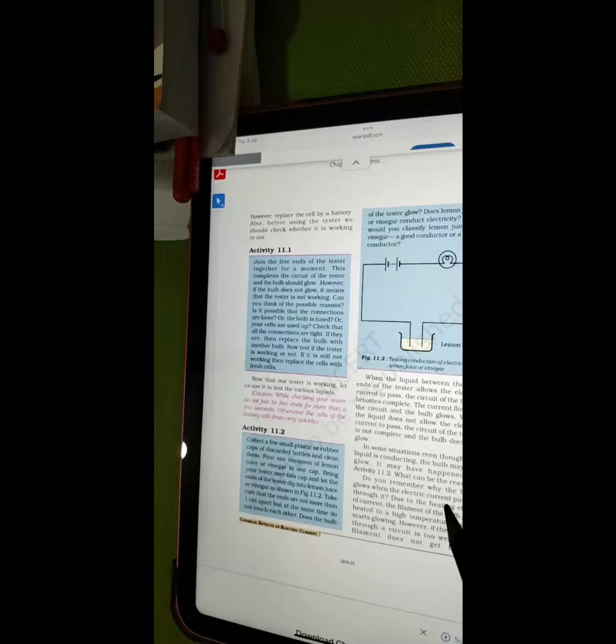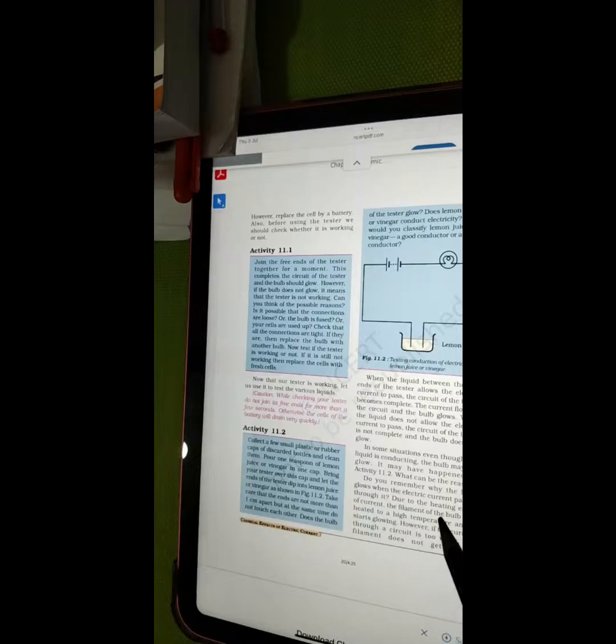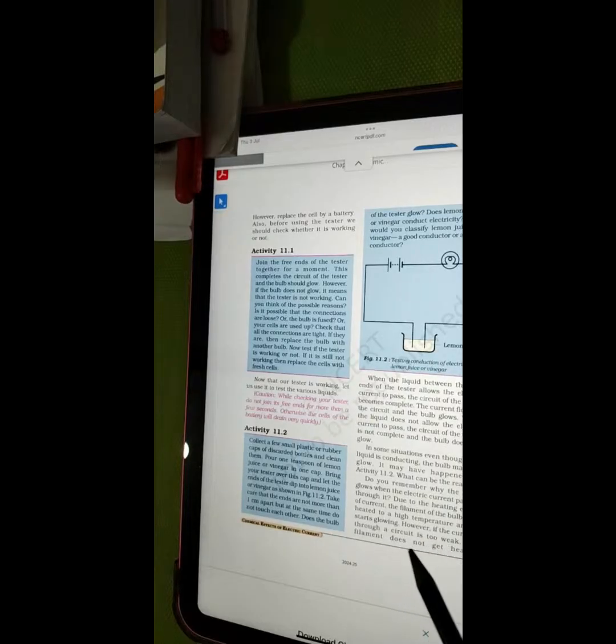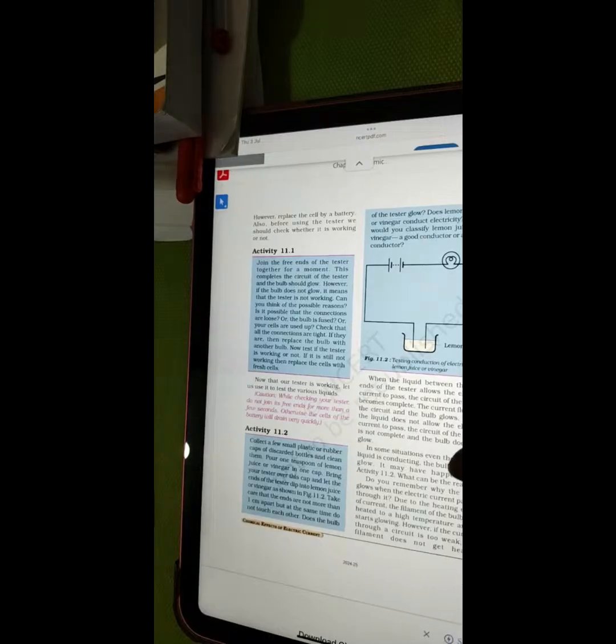Do you remember why the bulb glows when the electric current passes through it? Due to the heating effect of the current. The filament of the bulb gets heated to a high temperature and it starts glowing. However, if the current through a circuit is too weak, the filament does not get heated.